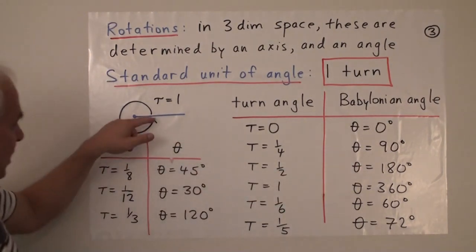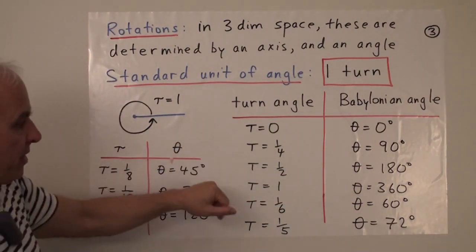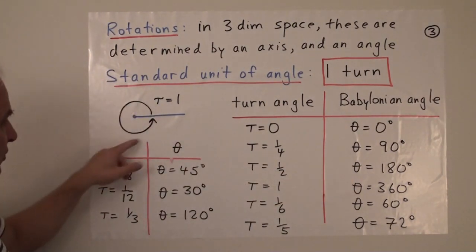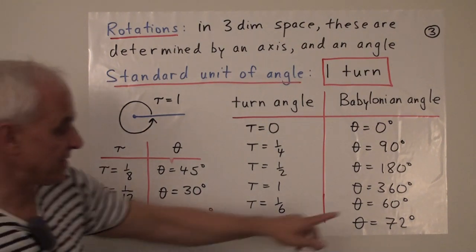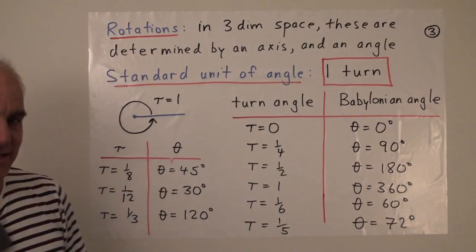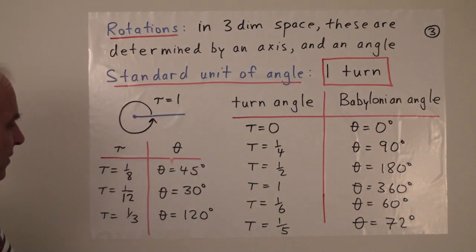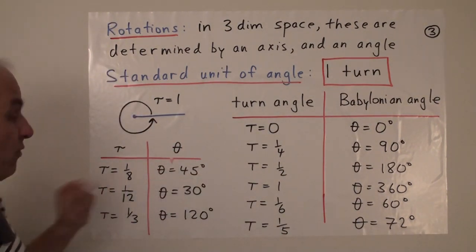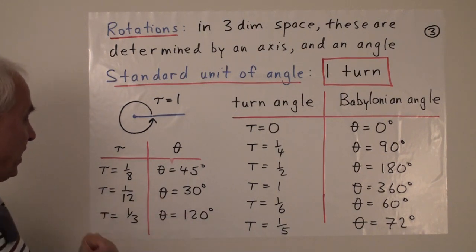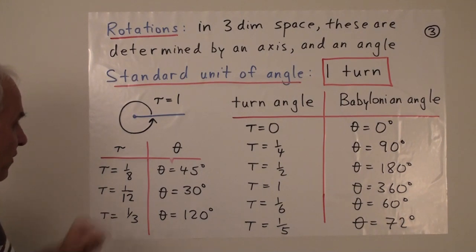180 degrees is a half turn. 360 degrees is a full turn, a turn of 1. 60 degrees is a turn of 1/6. 72 degrees is a turn of 1/5. 45, a turn of 1/8. 30 degrees, a turn of 1/12. And 120 degrees, a turn of 1/3.